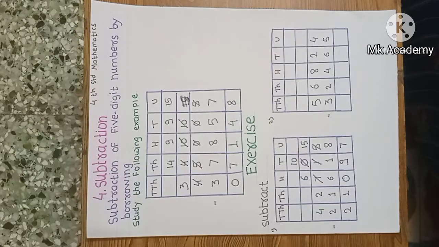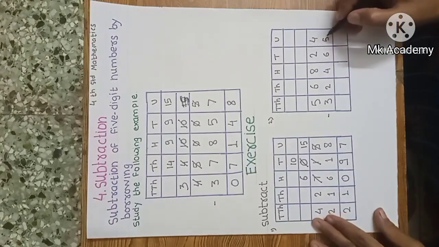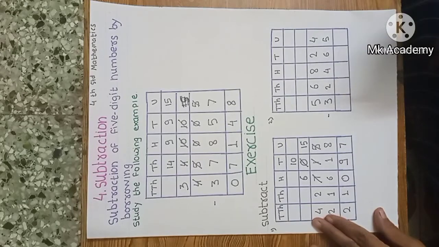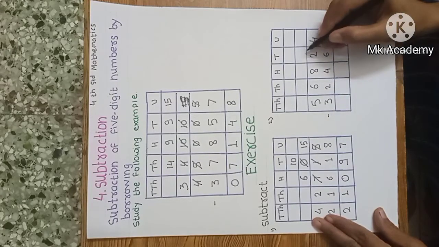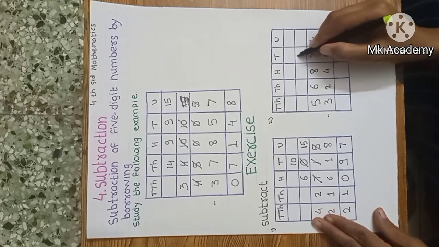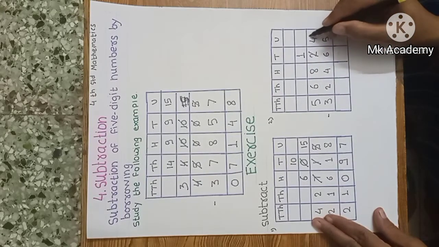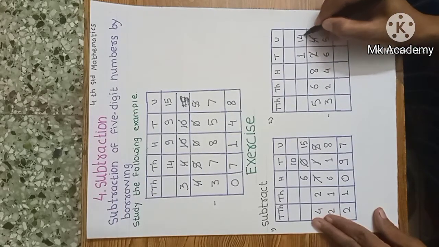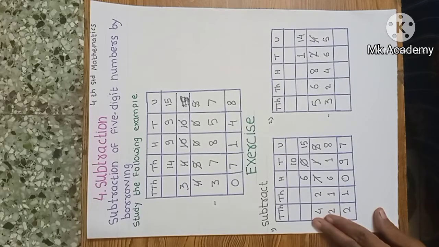56,824 minus 32,465. Start from the unit place. 4 units minus 5 units. Is this possible? No. Therefore, we borrow from tens. We borrow 1 ten. How many tens remain? 1. And here we get 14 units.